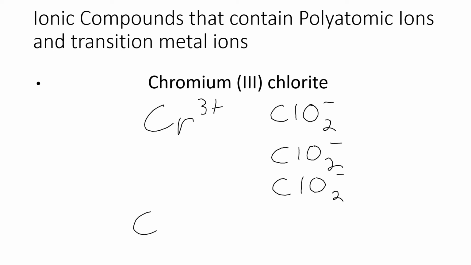Now I'm ready to write my formula out. I have 1 chromium. Now for my chlorites, remember, here I have a polyatomic ion, and I have more than one of them. When I have more than one of them, I need to set it in parentheses and put my subscript outside of the parentheses to clearly show how many of that polyatomic ion I actually have. So my final formula for this will be Cr(ClO2)3.